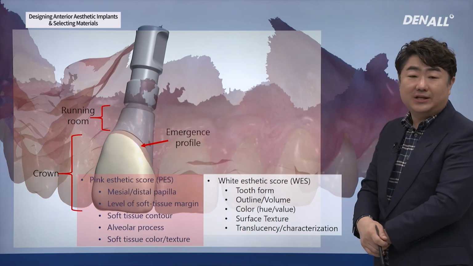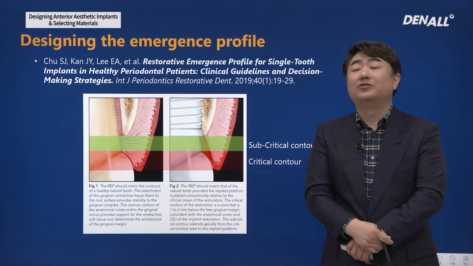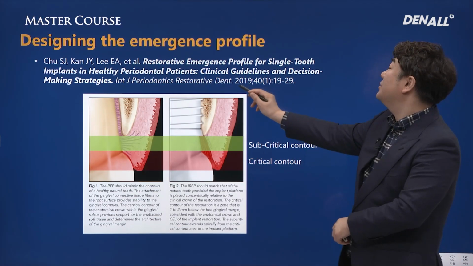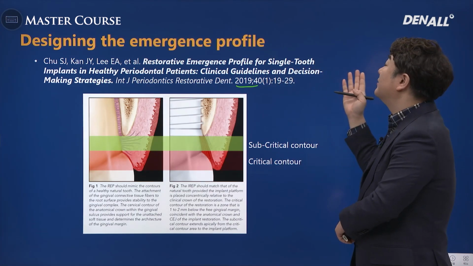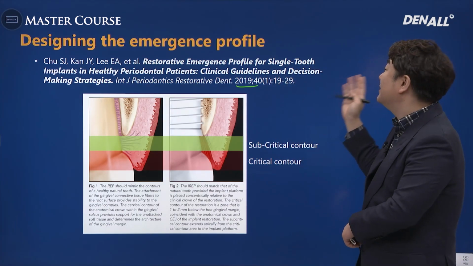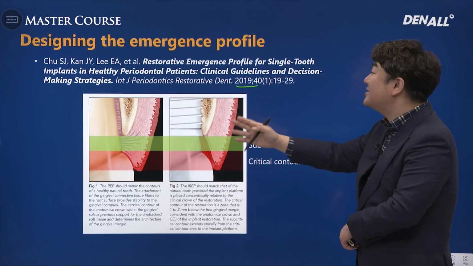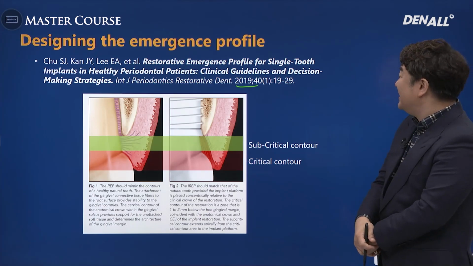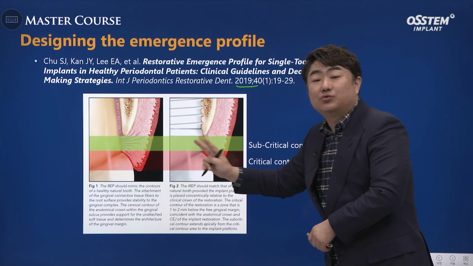Let's look at the literature in this regard. In 2019, a paper titled Restorative Emergence Profile for Single-Tooth Implants in Healthy Periodontal Patients, Clinical Guidelines and Decision-Making Strategies was published. The title sounds quite daunting, but this literature divides the emergence profile into two categories. First is the critical contour. It is visible to our eyes.